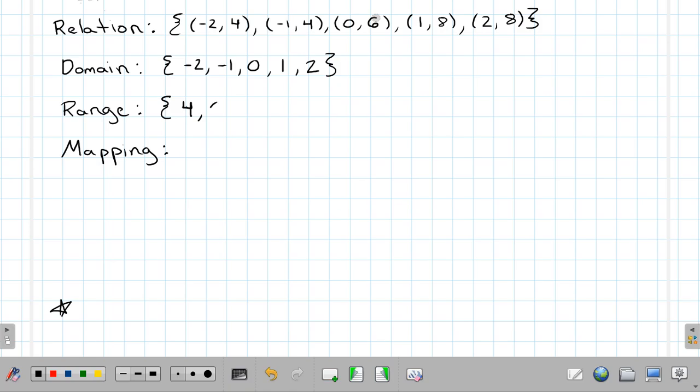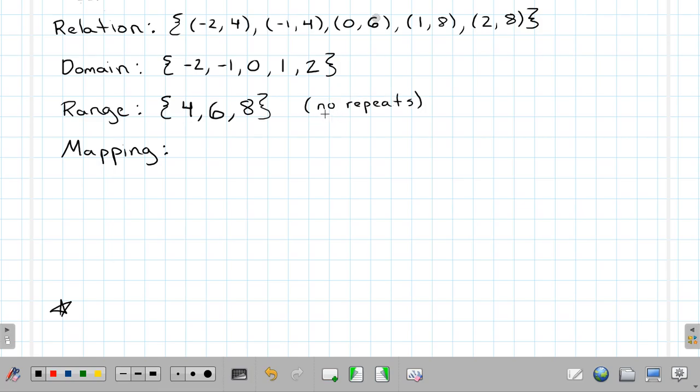The next number we'll actually write is 6. And then we have the same problem with the 8s. We have an 8, so let's write 8, but then we have another 8. Once again, it's already written down. We don't have to write it again. So actually, our range is just the numbers 4, 6, and 8. Once again, no repeats.